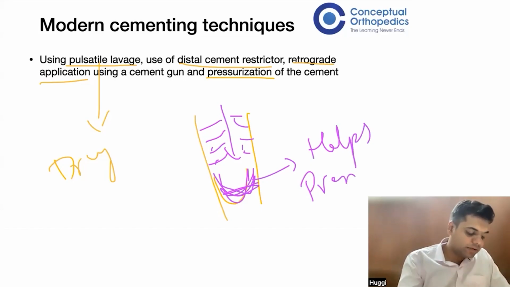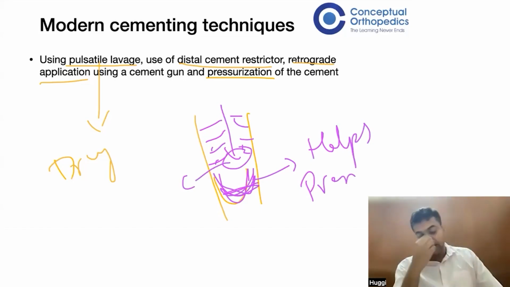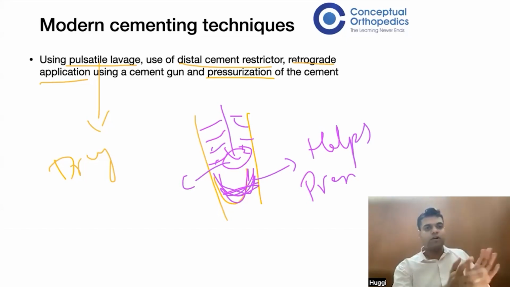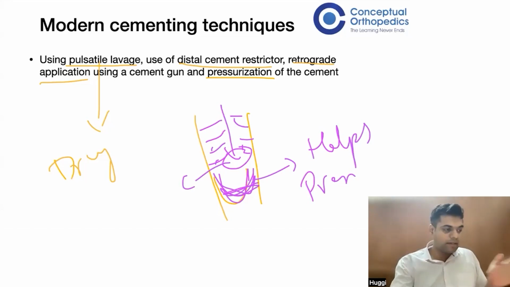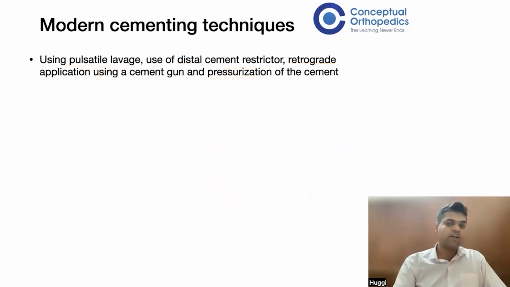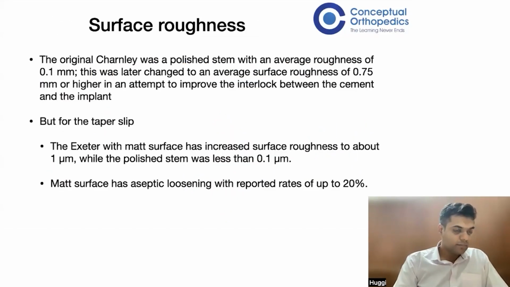Okay, and retrograde application to prevent the air pockets. Okay, and cement gun. This is another technique, along with vacuum preparation. Okay, this is a modern cementing technique. But this also has an implication in early failure. If this is not done properly, it has an early implication of failure.